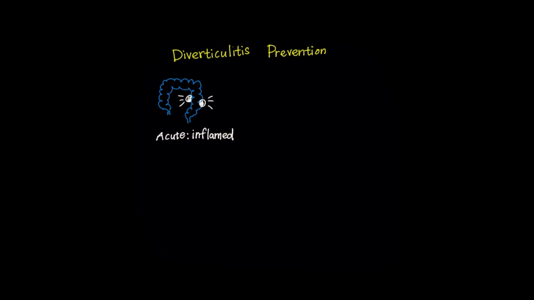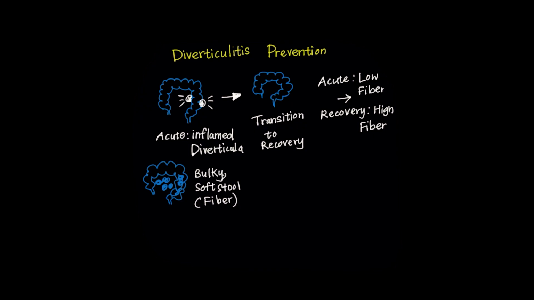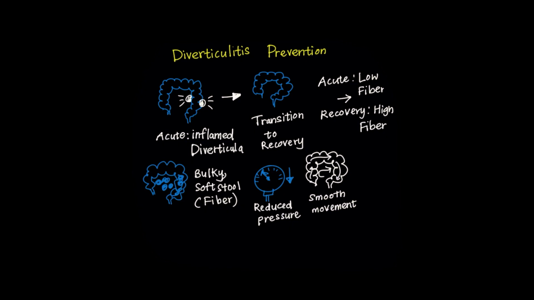During acute diverticulitis, inflamed diverticula need rest, so we use low residue diets. But once healed, the strategy completely reverses. High fiber adds bulk to stool and helps it move smoothly through the colon, preventing the constipation and straining that increase intraluminal pressure. This pressure is what causes diverticula to form and become inflamed in the first place. Think of fiber as nature's pressure relief valve for the colon.